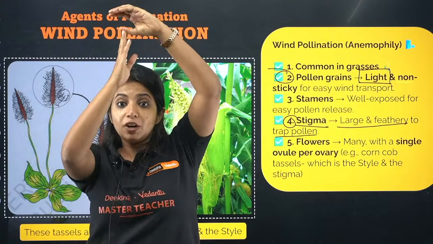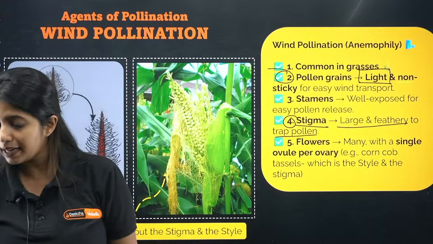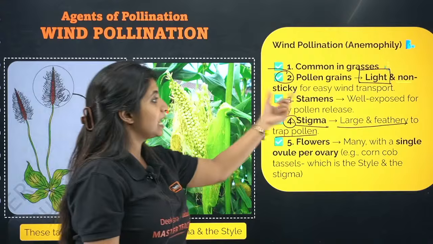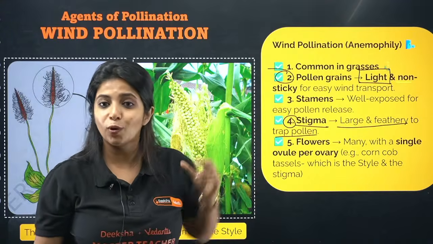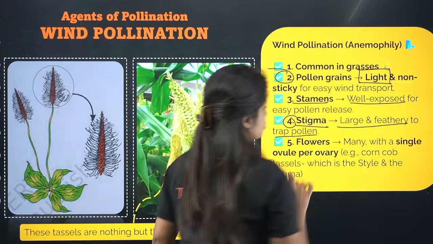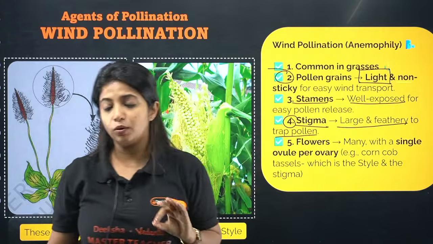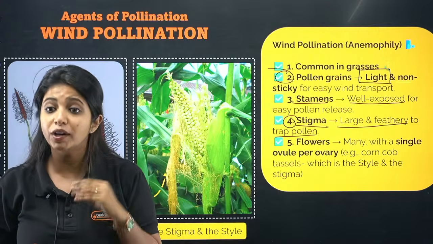No, it has to be very long, such that when the wind comes, it can carry the pollen grain as well. So always know that the stamen has to be well exposed. Well exposed. Okay, remember that also. So we know about this, we know about this, we know about this. Now we speak about what? The flowers.